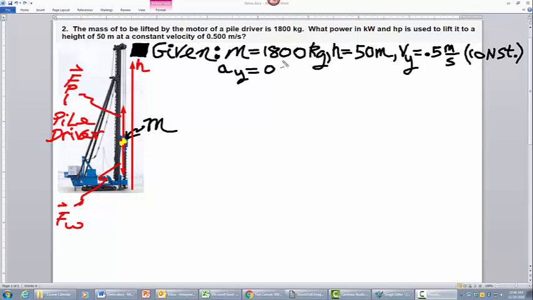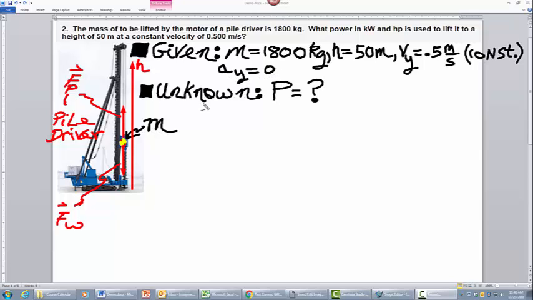The givens. The mass to be lifted by the pile is 1,800 kilograms. The height the mass is to be lifted is 50 meters. The velocity in the y direction is a constant 0.5 meters per second. Since the velocity in the y direction is constant, we know by the first law that the total force is zero along the y-axis, or all the y-axis forces are balanced. This also tells us that the acceleration along the y-axis is zero.